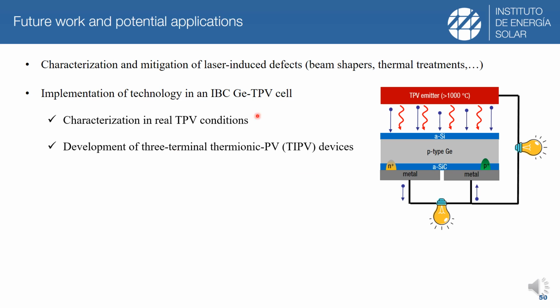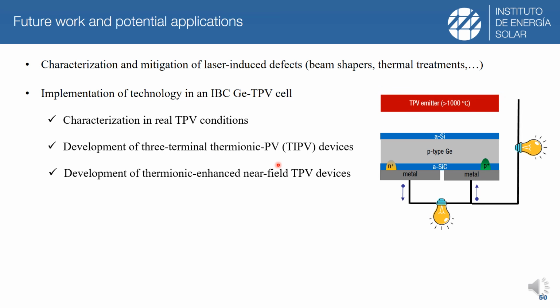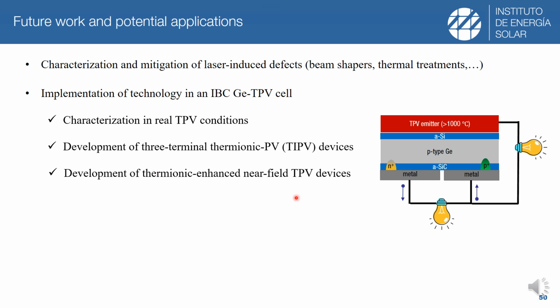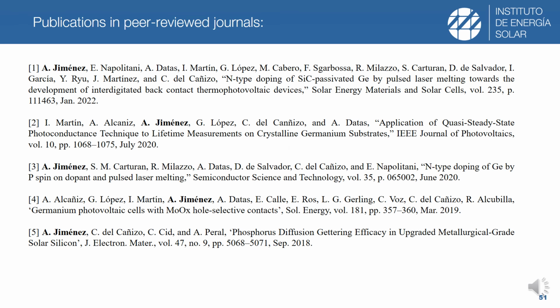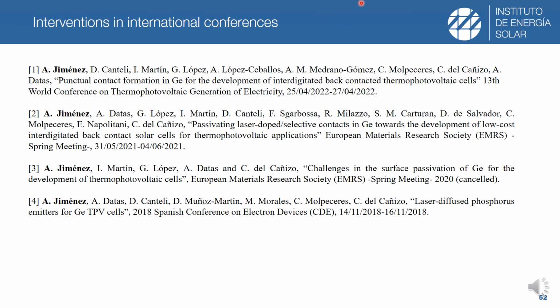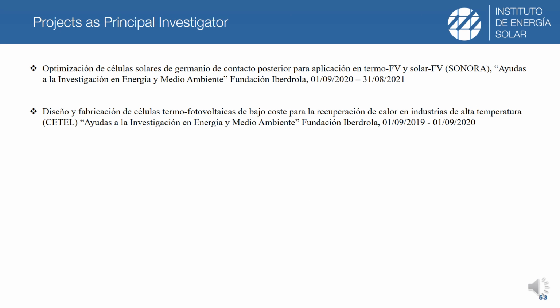And this cell architecture, the IBC, is especially suitable for the development of advanced TPV cells, such as, for instance, the thermionic PV device, and also for the thermionic enhanced near-field TPV device. And these are the publications that I have in peer-reviewed journals, the interventions in international conferences, and the projects I have been the principal investigator.